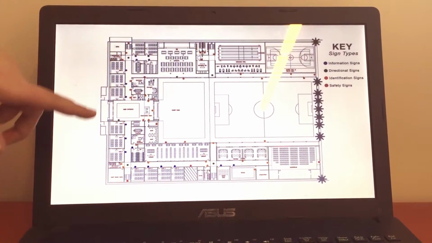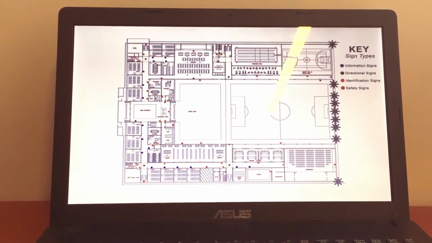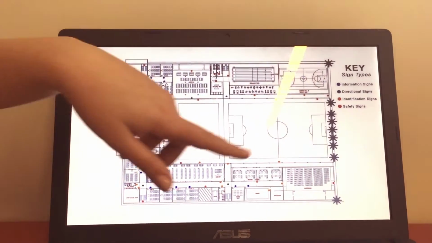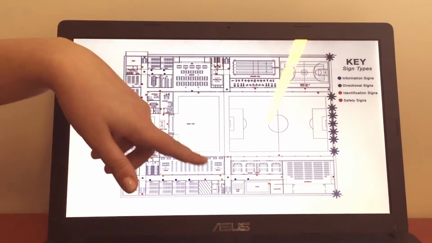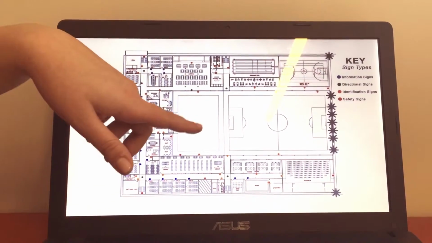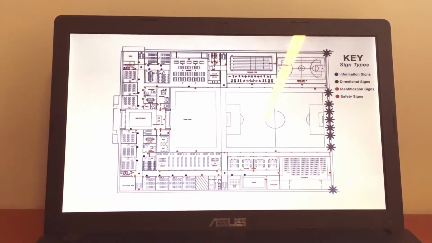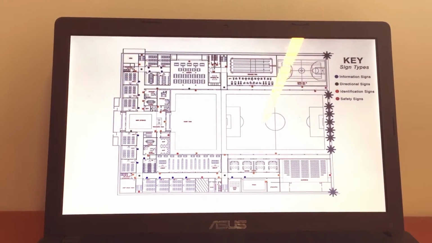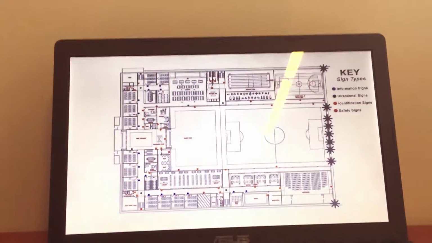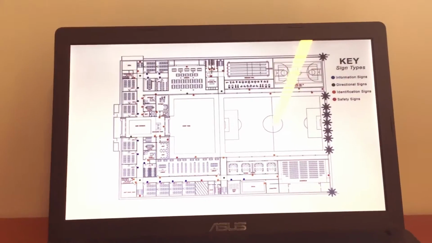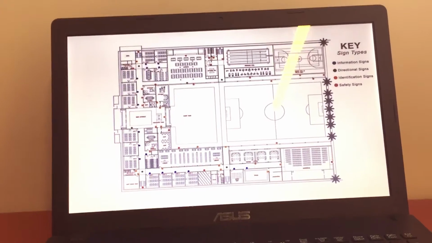Lastly, safety signs are also scattered throughout campus for ease of accessibility. I put them in the 4 corners of the school, as well as in the center, in the courtyard, and the basketball court. They're the red dots, as you can see. The reason I put them on each corner and each location is so that they're easily accessible by anyone, a student or a teacher, at any time, in case of an emergency.